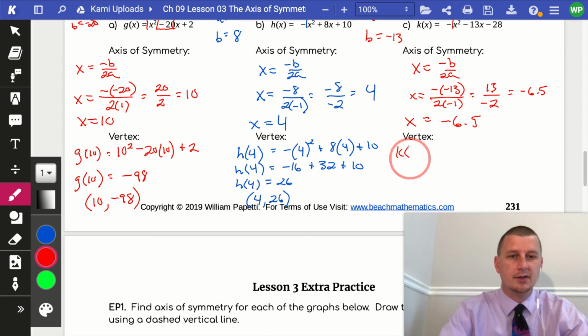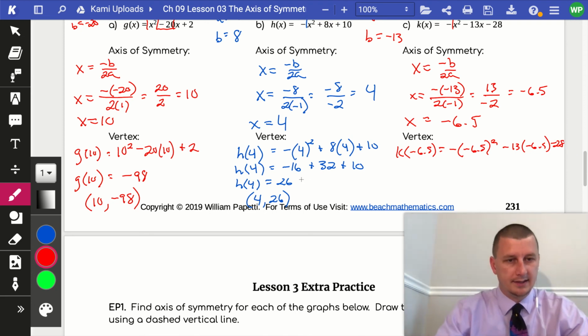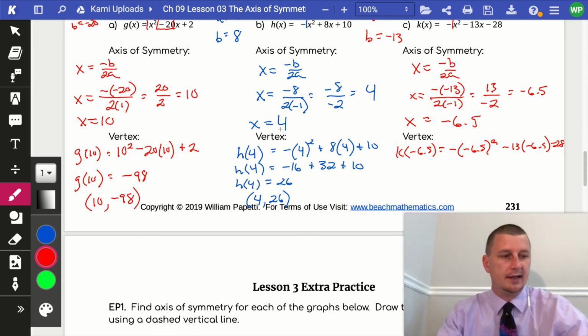Now, to find our vertex, we want to substitute negative 6.5 in for x every time we see an x. So we're going to do k of x, k of negative 6.5, is equal to negative 6.5 squared minus 13 times negative 6.5 minus 28. Let's simplify this a piece at a time.